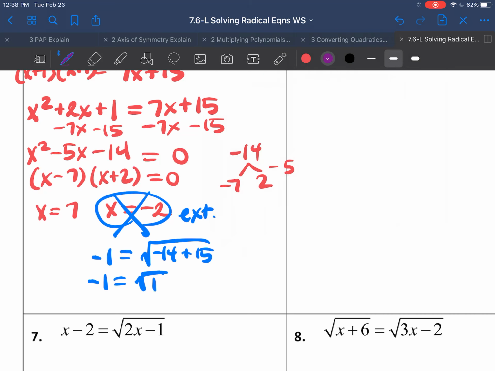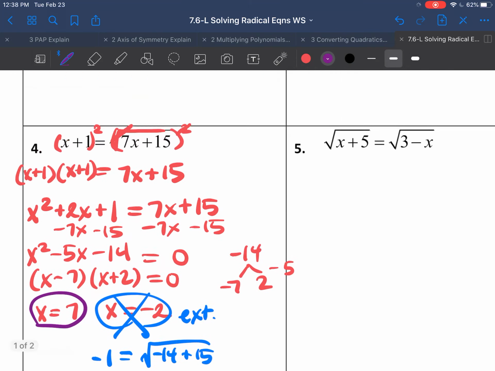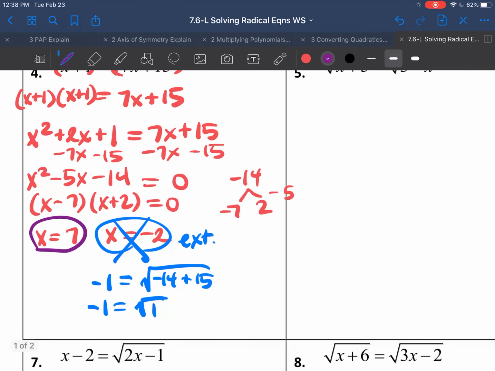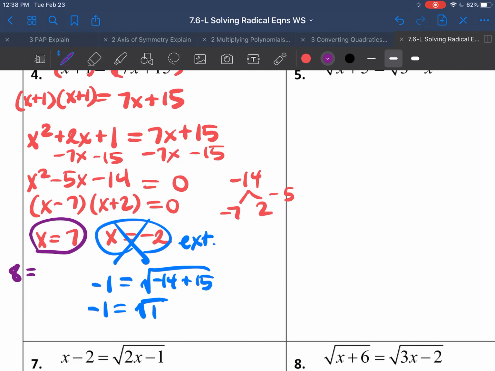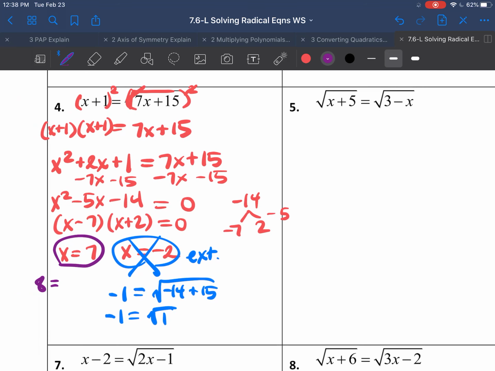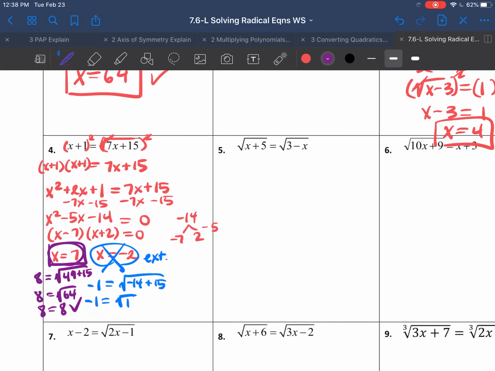Let's check x equals 7. If I plug that into the left side of the equation, I would get 8. If I plug it into the right side of the equation, I get 49 plus 15, which is square root of 64, so the 7 works. If it asks for the real solution or the true solution, it would be 7. If it asks for the extraneous solution, you type in negative 2.